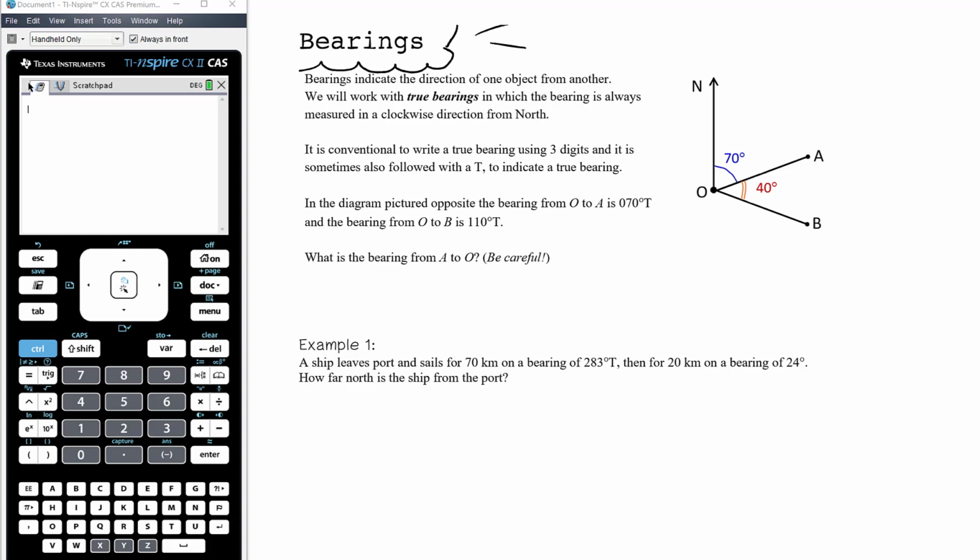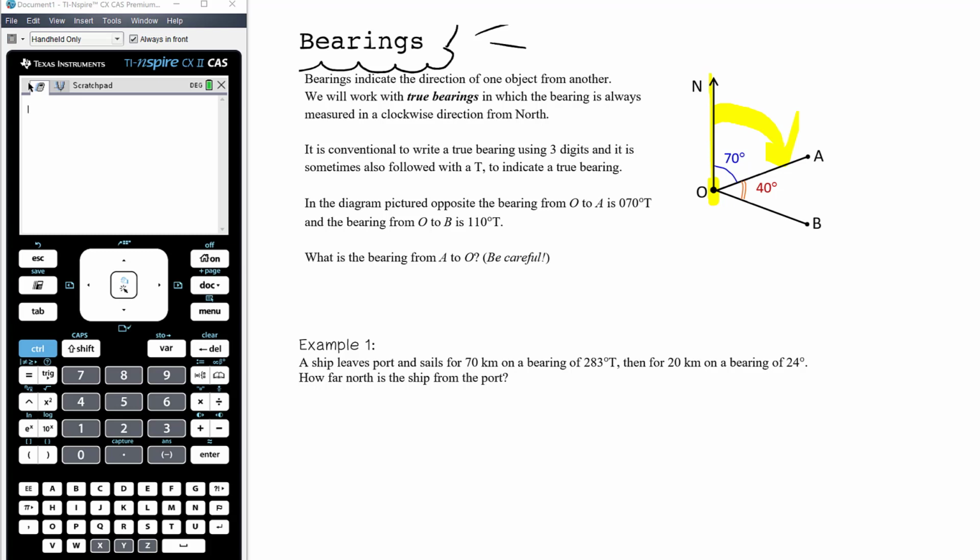Now, when we measure a true bearing, we are always measuring the angle in a clockwise direction from north. So, as I said before, the bearing from O, so if we are standing at O, I'm just going to get a highlighter here so you can see where I'm pointing. If we're standing at O and facing north, how far clockwise do we have to turn to get to A? That is the bearing from O to A.